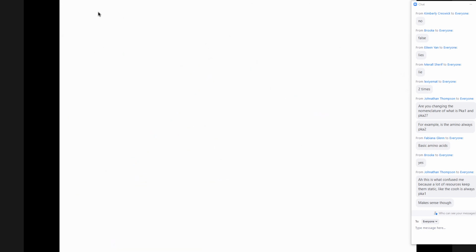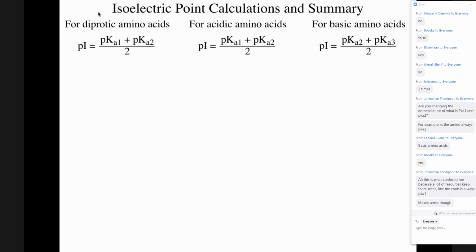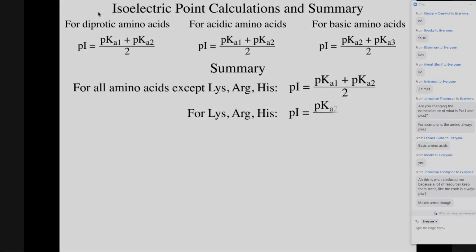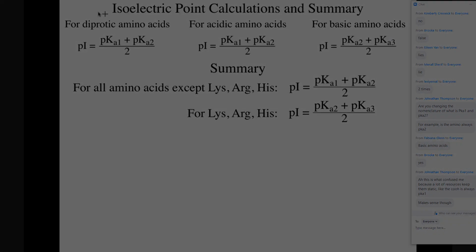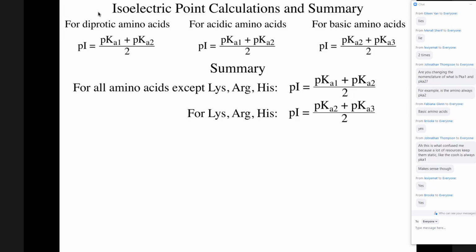Okay, so in summary, diprotic amino acids, 1 and 2. Acidic amino acids, 1 and 2. Basics, 2 and 3, meaning for everything except lysine or histidine, 1 and 2. For lysine or histidine, 2 and 3. For single amino acids, then, is pI pretty easy? Not so bad. So let me throw a question at you and see how you do.